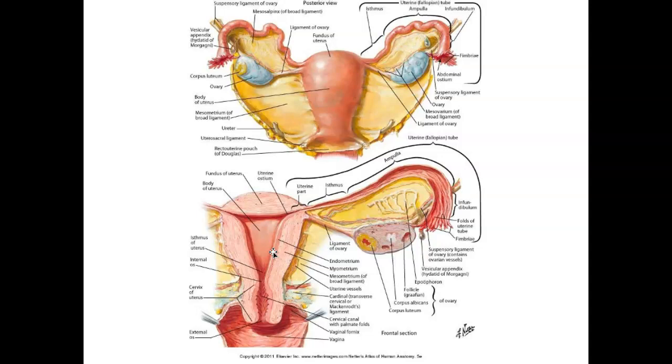Let's see. What else should we talk about here? Let's talk about the uterine wall some more. So here you can see the parametrium, which is just this outer layer of the uterus that's continuous with the broad ligament.